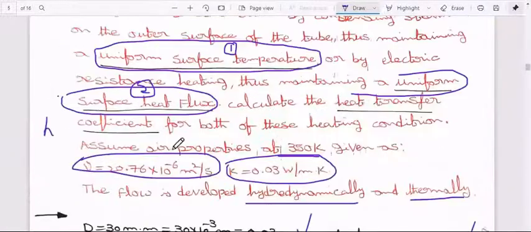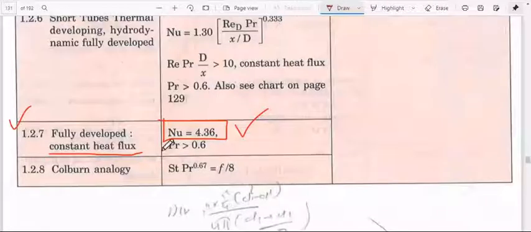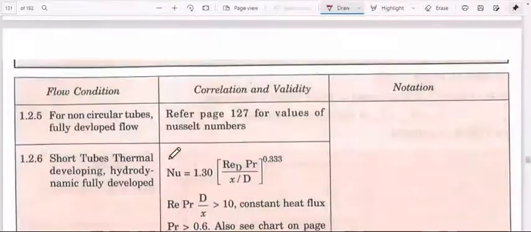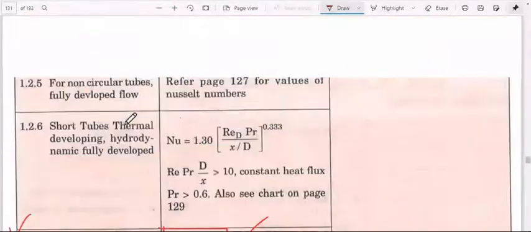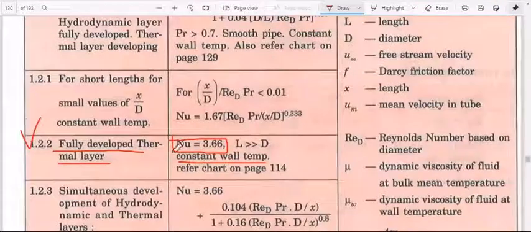So here in this problem, the Prandtl number is not given. So here, assuming air properties at 350 Kelvin. So only the nu value and k value are given. The Prandtl number value is not mentioned in the question, which is why I am not checking whether the Pr condition is satisfied or not. In case the Pr number is mentioned in the problem, we need to cross-check that Pr number is greater than 0.6 for constant heat flux and constant wall temperature.